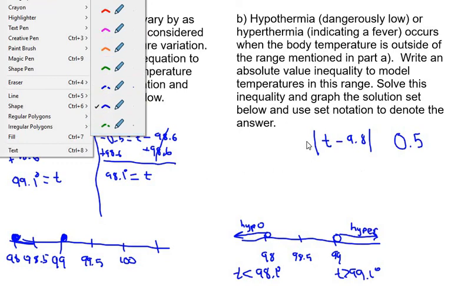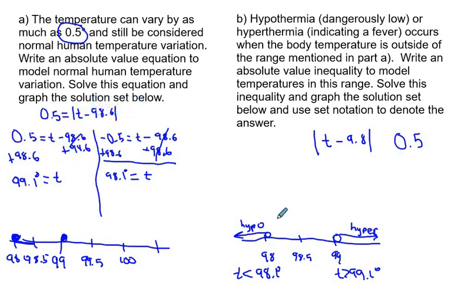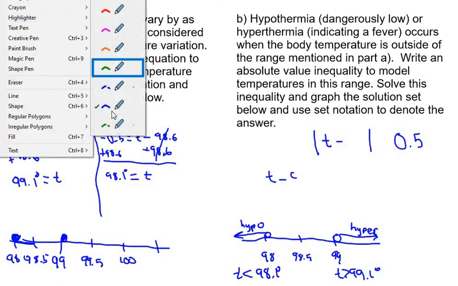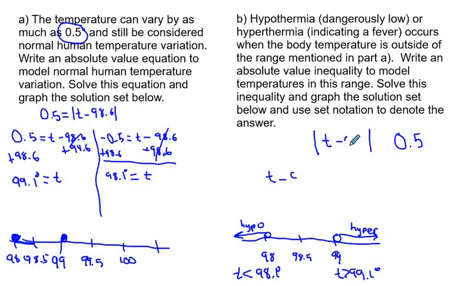Remember, we're going to do the same thing. We're still going to have the exact same situation that we had over here. T minus 9, sorry, it should be 98.6. Let me fix that. All right, so what's going to happen is we're going to have T minus 98.6.